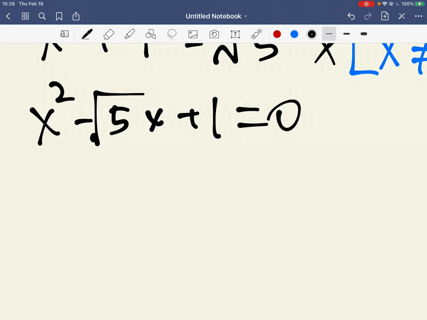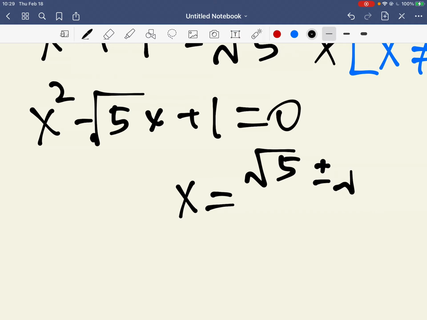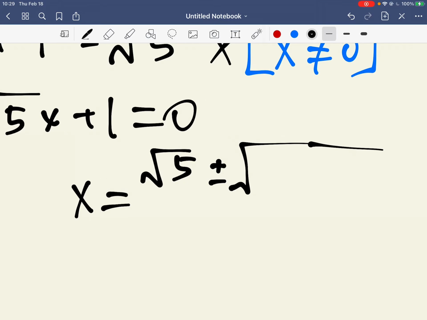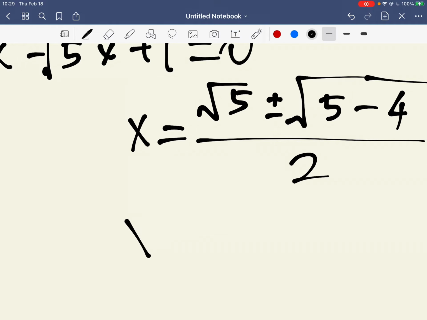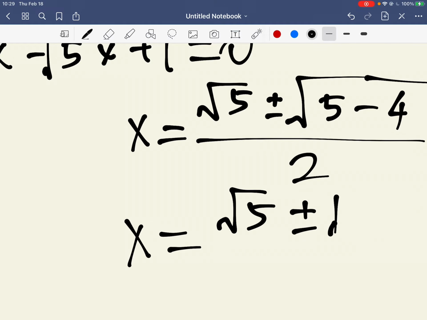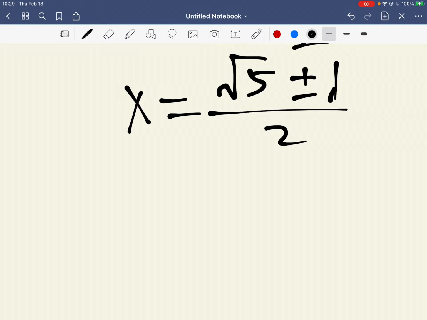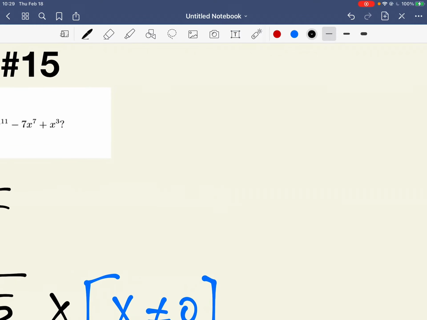According to the quadratic formula, x is equal to negative b, or negative negative square root of 5, which is just square root of 5, plus or minus square root of b squared, which is square root of 5 squared, which is just 5, minus 4ac, which is 4, over 2a, which is 2. And we can get that x is equal to square root 5 plus or minus 1 over 2. Now, let's get to the next step.